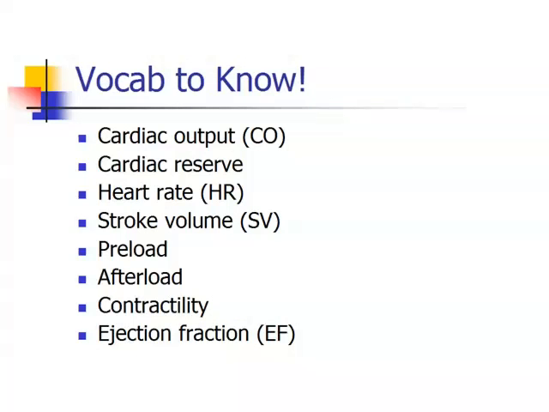Contractility is the ability of the cardiac muscles to shorten during systole. Ejection fraction, a term you'll see on your patients in a cardiac unit, is the percentage of blood in the ventricle that's ejected during systole. Usual normal for ejection fraction is around 60% or so. This will vary slightly depending on the source that you use.